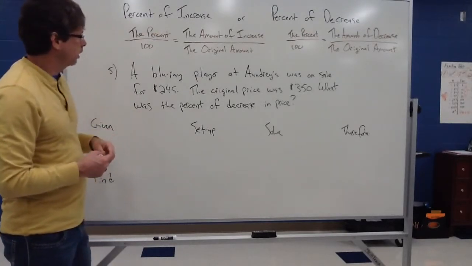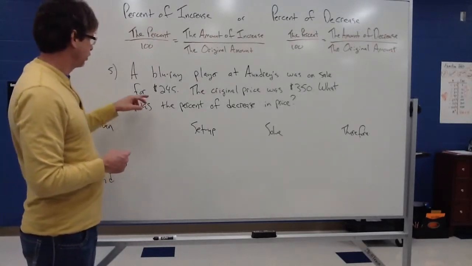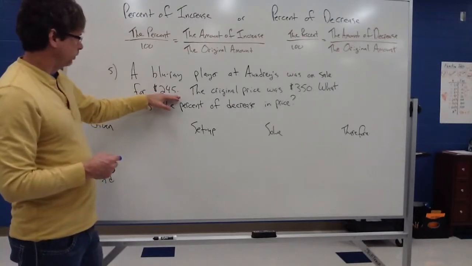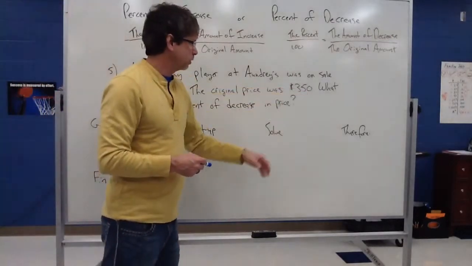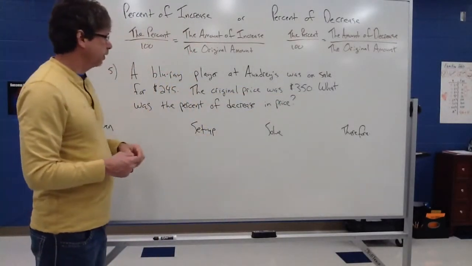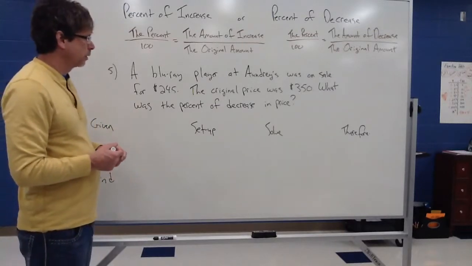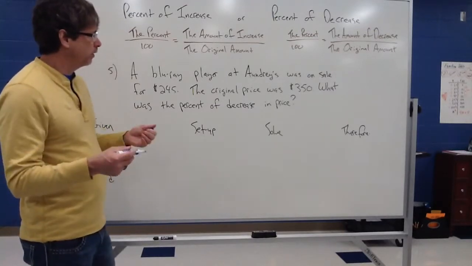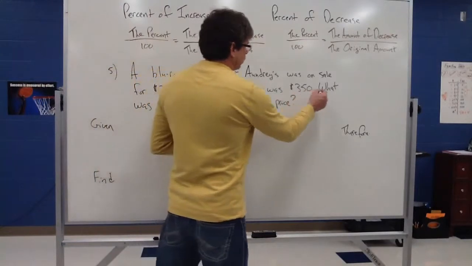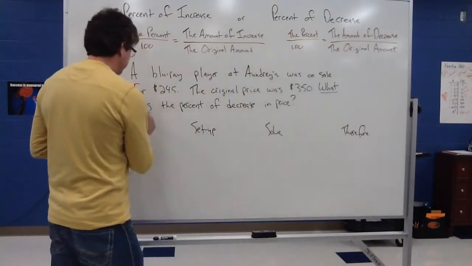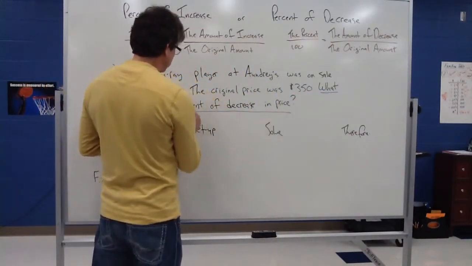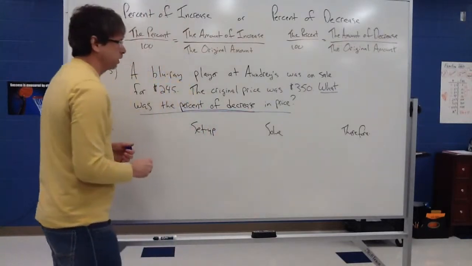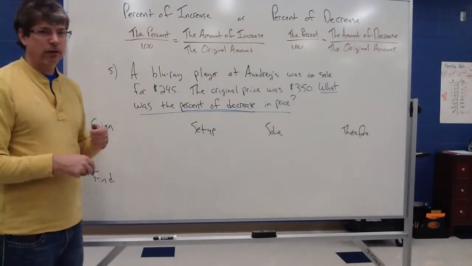So a Blu-ray player at Andre's was on sale for $245. The original price was $350. What was the percent of decrease in price? So again, we want to identify what we're looking for. What does the problem ask us to do? It really wants us to find that percent of decrease. That's what we're looking for. That's what we're trying to find.